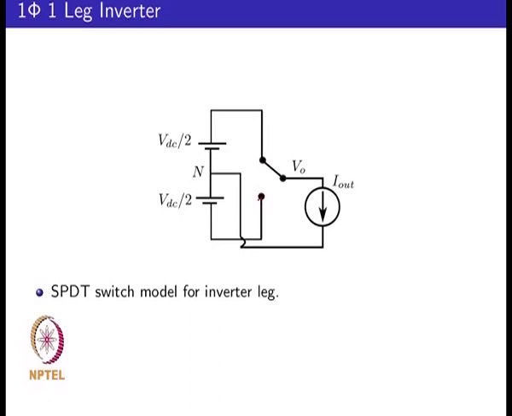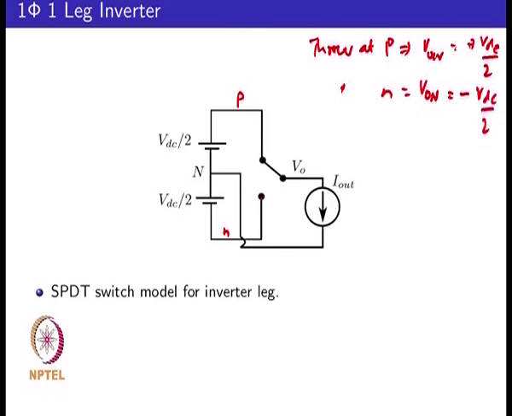If the SPDT is in the top position, so if the throw is at P, your VON is now plus VDC by 2, whereas if your throw is at N at the negative DC bus, your VON is minus VDC by 2. So, depending on whether it is connected to the top or the bottom, it is possible to get an AC voltage of value VDC by 2 or minus VDC by 2, depending on the position of your throw.